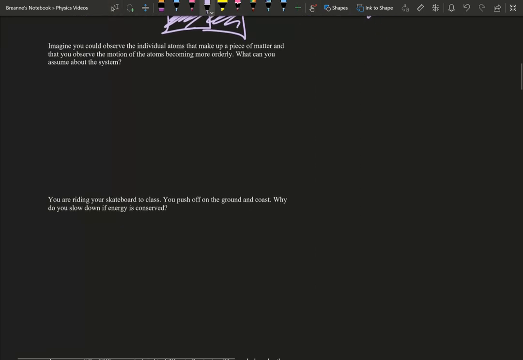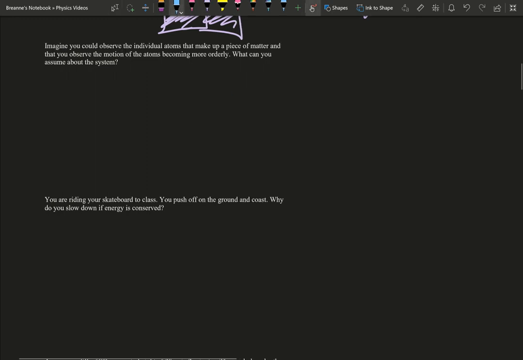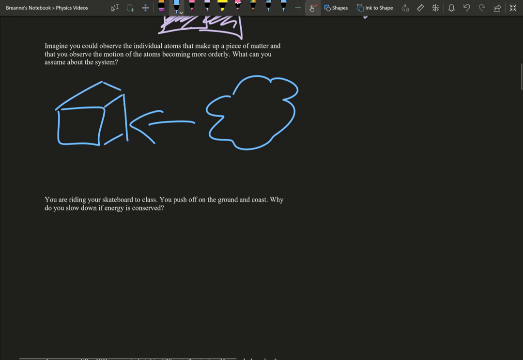So next question. Imagine you could observe the individual atoms that make up a piece of matter, and you observe the motion of the atoms becoming more orderly. What can you assume about the system? So now you're becoming more orderly. Think about water becoming an ice cube. Basically, it's freezing. Your water is freezing, so it's becoming more orderly.